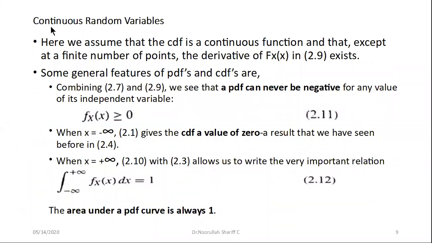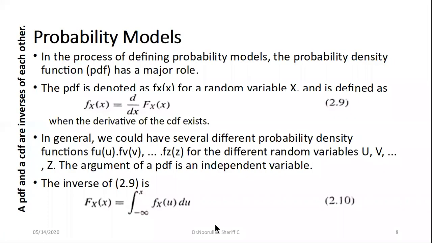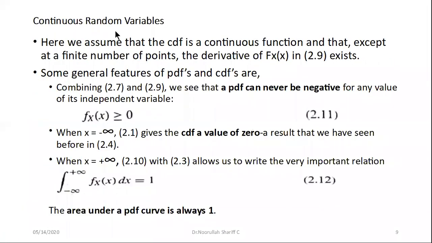Now let us come to what is known as the continuous random variables. We have considered continuous, discrete, and mixed. So let us see what all probability models we can have for continuous random variables. Here we assume that the CDF is a continuous function, and that except at a finite number of points, the derivative of F_X(x) in 2.9 exists.